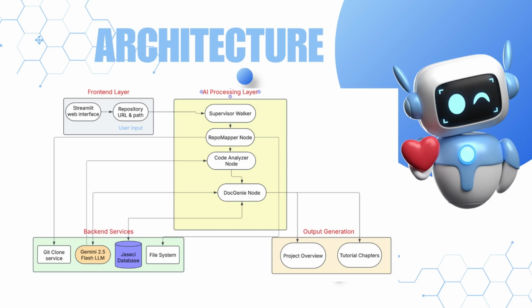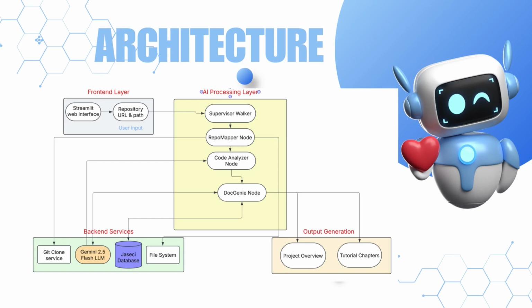Jac language is used to code the backend. We use the git clone server, a built-in function in Jac language, to clone the GitHub repository to the local computer. Our LLM is Gemini 2.5 Flash.